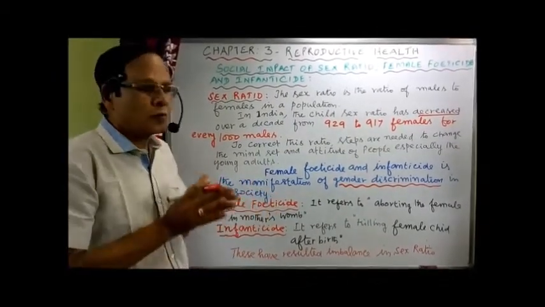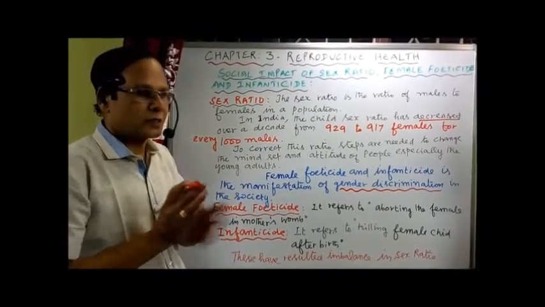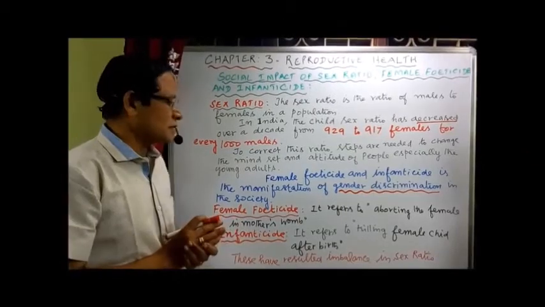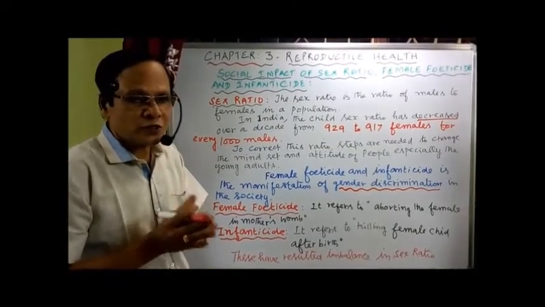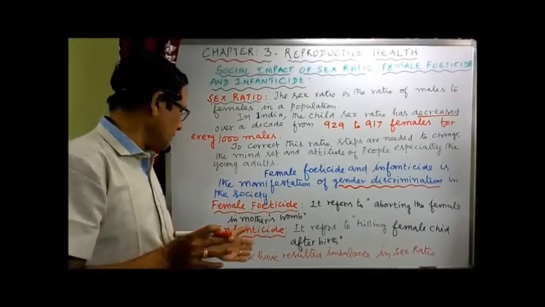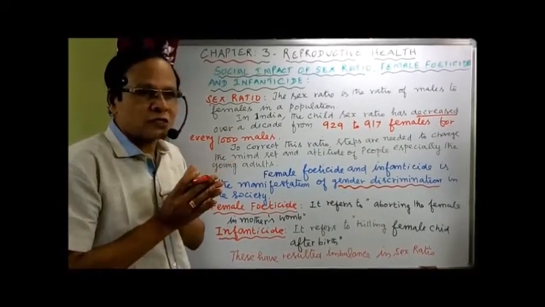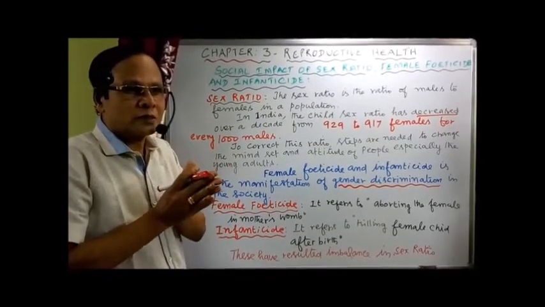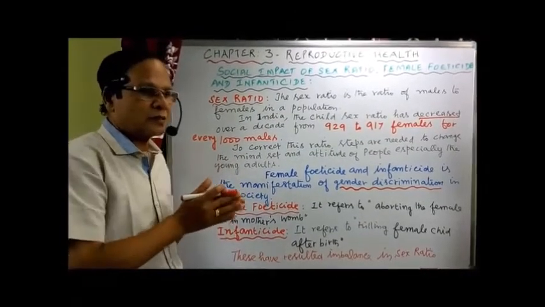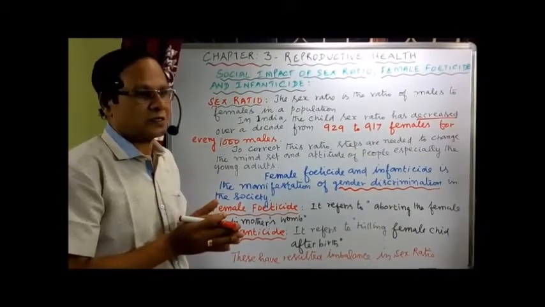Now what is female feticide? It refers to aborting the female in the womb of the mother. What is infanticide? It refers to killing a female child after birth. And because of female feticide and infanticide, what is happening? An imbalance in sex ratio occurs, with more males than females. This is because of female feticide and female infanticide.